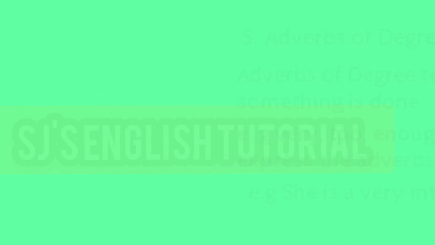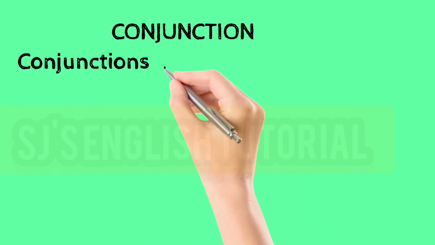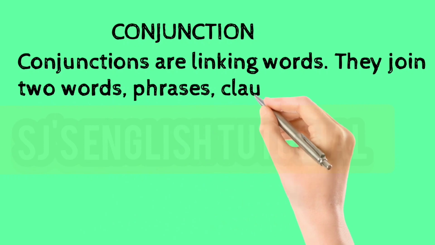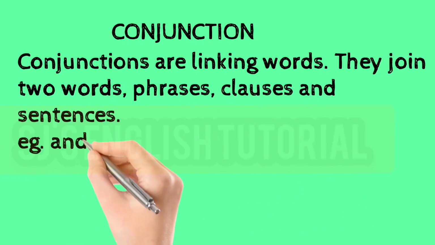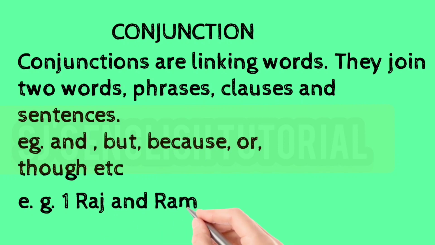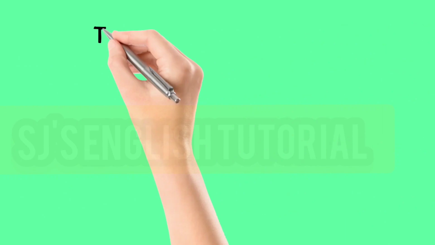Conjunctions are linking words. They join two words, phrases, clauses, and sentences. And, but, because, or, though, etc. are conjunctions. See the example. Raj and Ram are the best friends. Raj and Ram are connected by and.